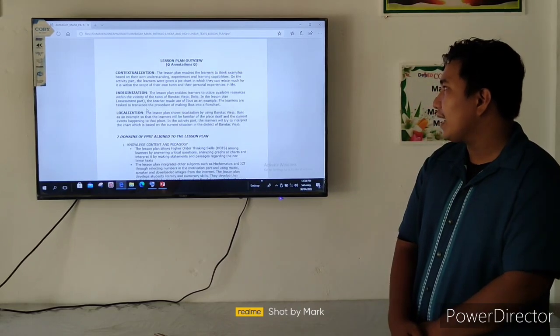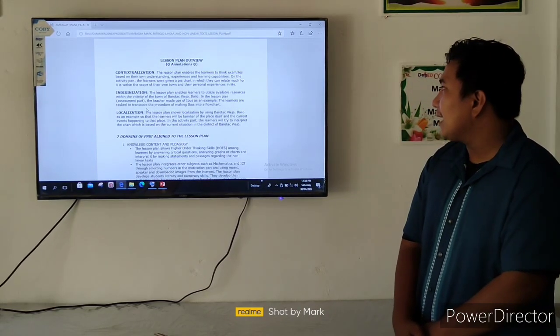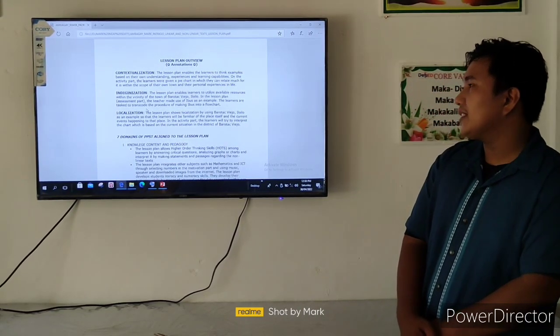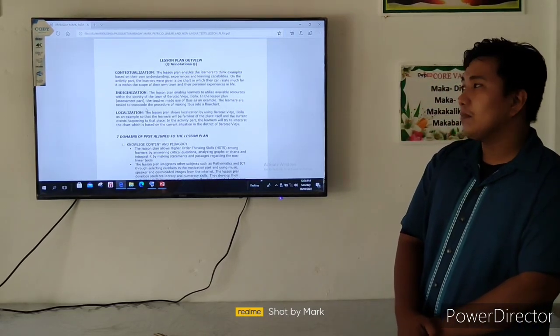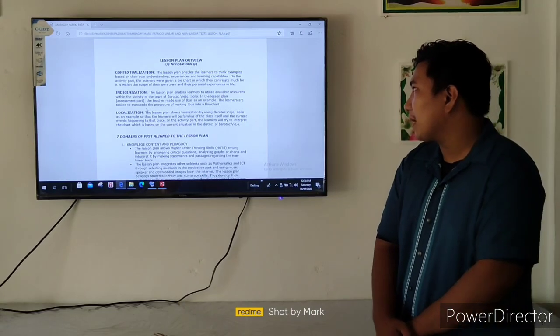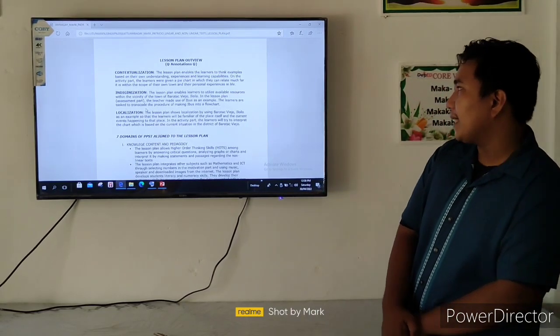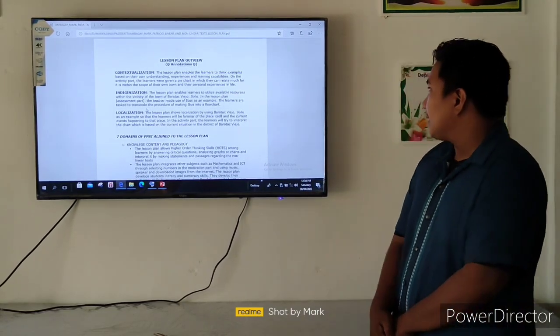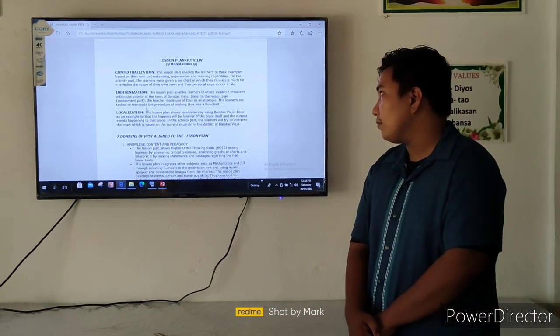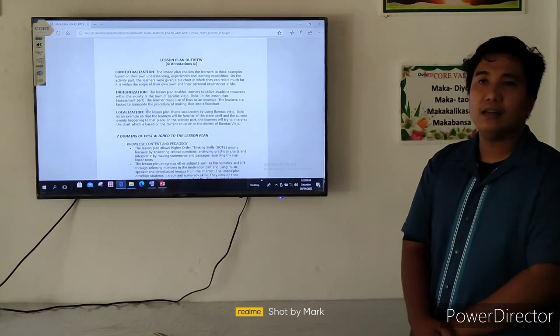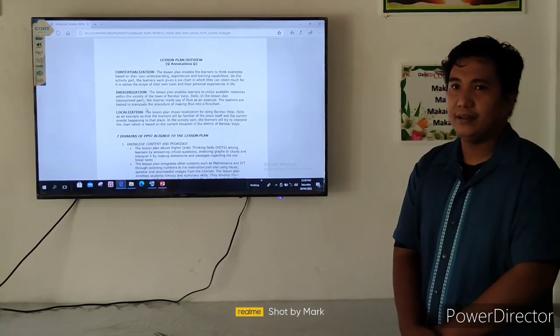Also, we have localization. The lesson plan shows localization by using Barotac Viejo, Iloilo as an example, so that the learners will be familiar with the place itself and the current events happening there. In the activity part, the learners will try to interpret the chart, which is based on the current situation in the district of Barotac Viejo. For a better understanding of the lesson, please see the attached annotation at the end of the lesson plan.